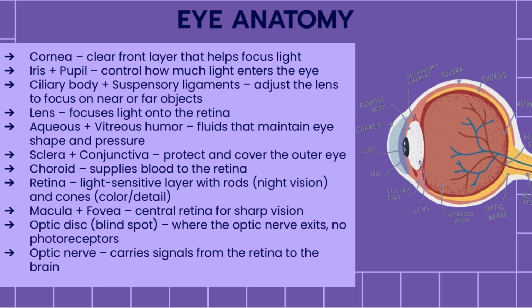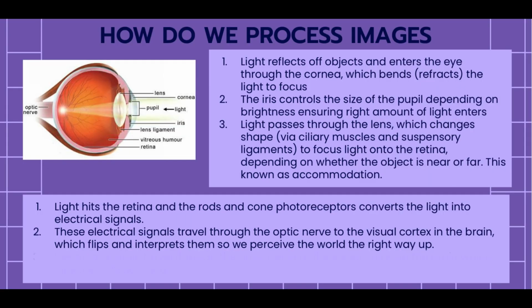What does the optic nerve do? Good question. The optic nerve carries signals from the retina to the brain and is deeply correlated to how we process images, which leads us to the second core idea that you have to know.